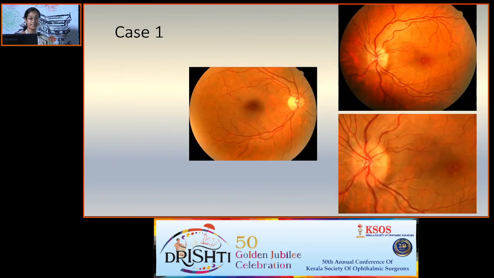So this is a case. She was a 50-year-old female. She presented to us with the complaints of occasional headache and tinnitus. Her visual acuity was 6/6 in both eyes. Right eye actually showed a mild temporal disc pallor. The left eye showed Frisen grade 1 to 2 disc edema.